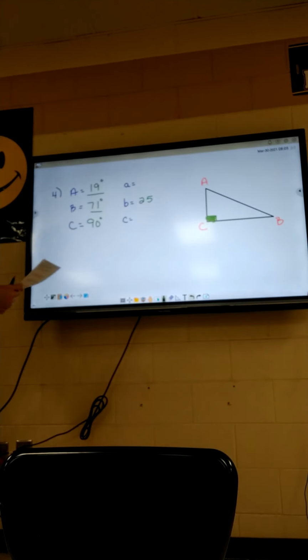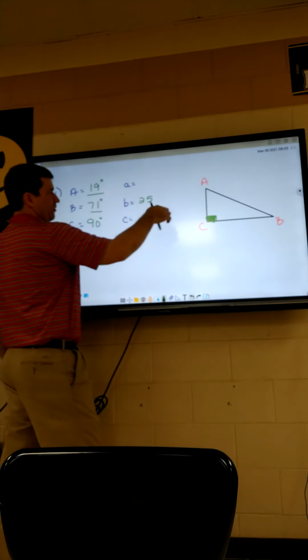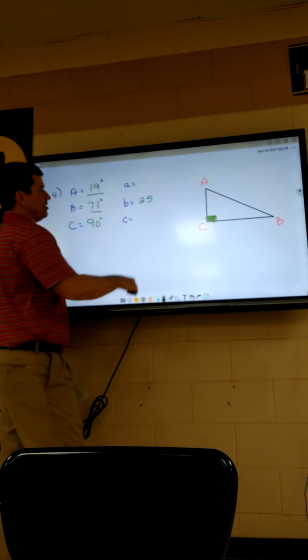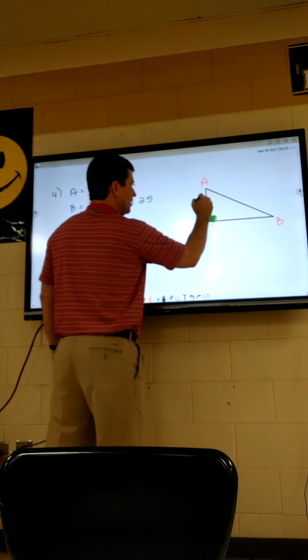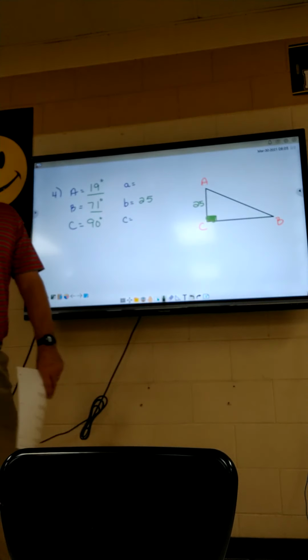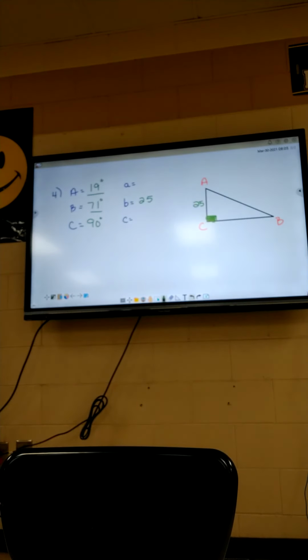Next, what I want y'all to do is put 25 on the correct side on your triangle. 25 goes on side B. That's going to be across from angle B. 25 needs to go right there. If you just want to use that triangle, that's fine, or you can draw a new triangle if you want to.